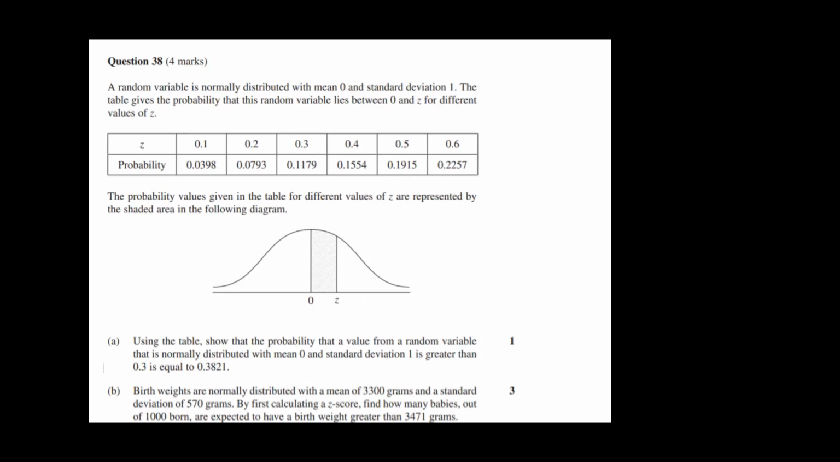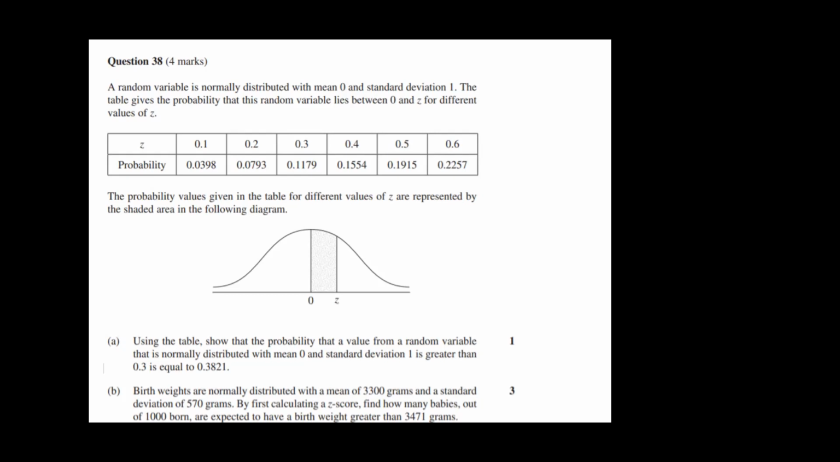What I said from 0 to z, there's the shaded section in the graph there, meaning that was the component that was given. But the question required that they had the part above the z-score. So they had to realise what to do. So in this question here, part A says, using the table, show the probability is that amount. So a lot of students couldn't get that.